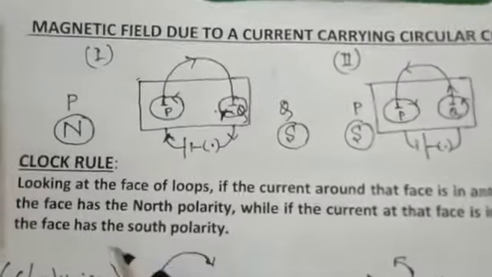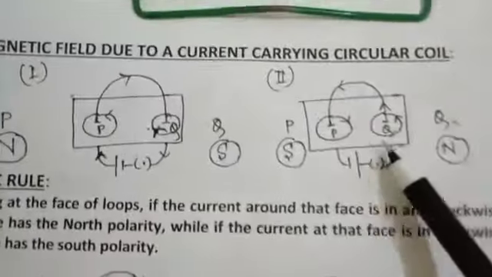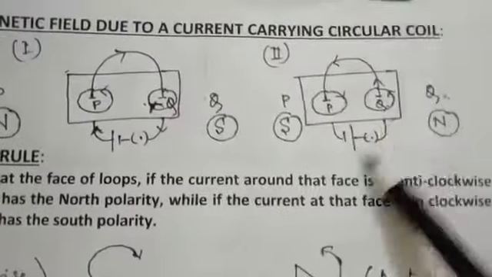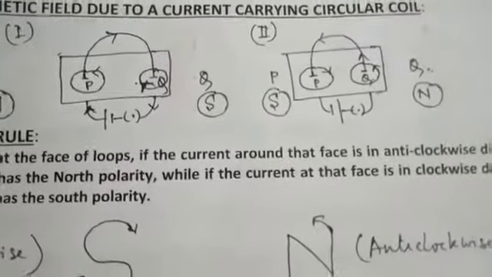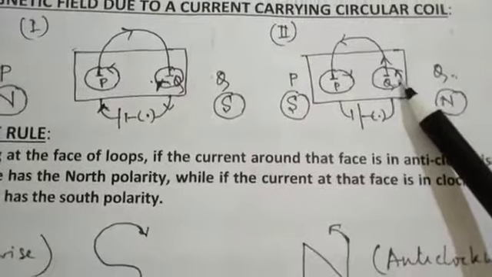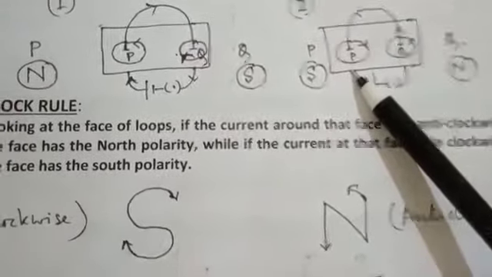Now we already know that these rings will be concentric rings. The same thing happens in diagram number 2. But here, if you look at the diagram properly, at the point Q we have an anti-clockwise magnetic field, and at the point P we have a clockwise magnetic field.